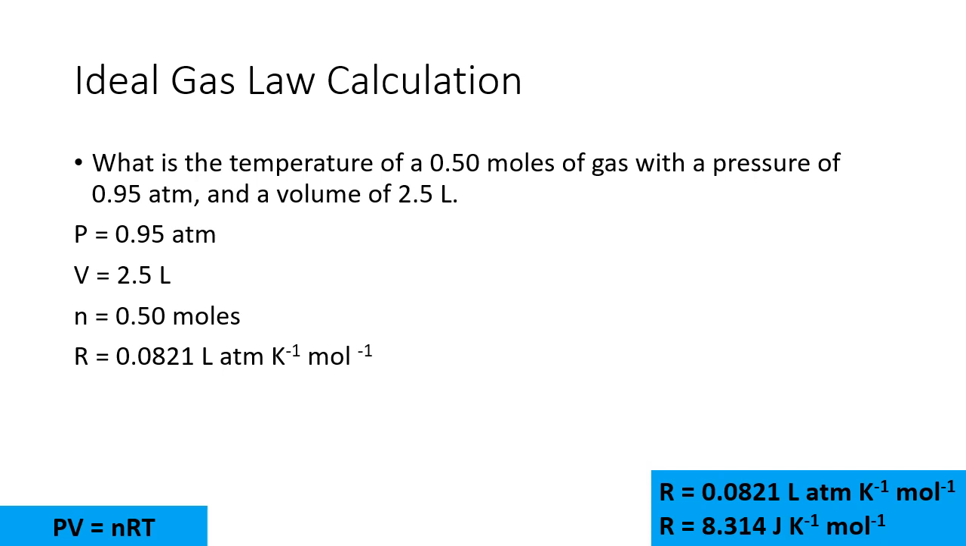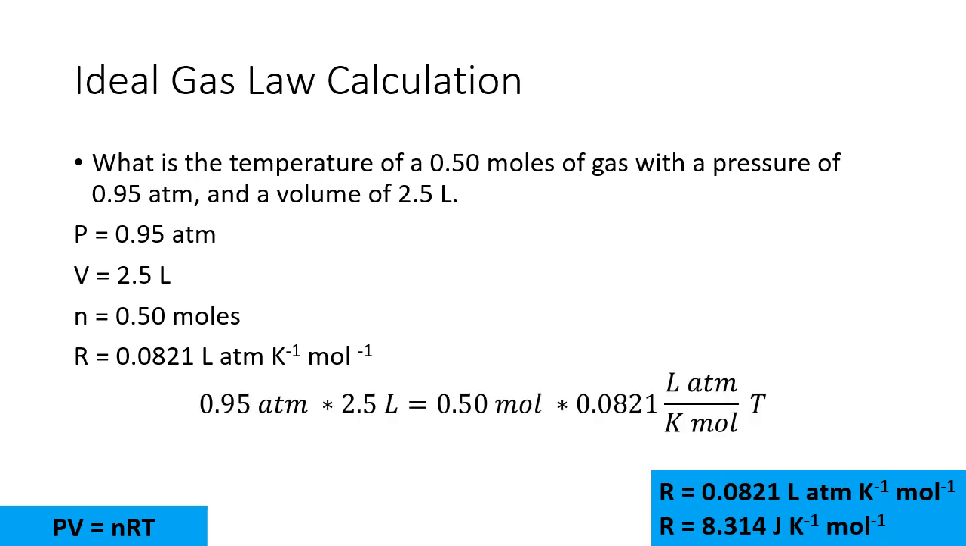And I have R is 0.0821 liters atmosphere per Kelvin mole. I will now plug that into my equation. I have looked at it and said, oh, everything will cancel out except for Kelvin. That's what I want. Cool. So I put that in and I solve for T and I get 58 Kelvin.